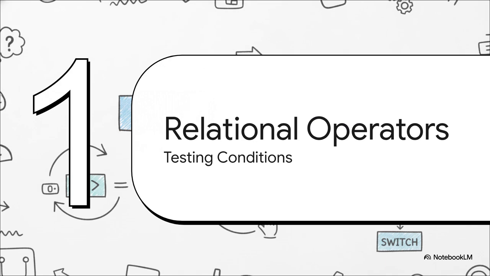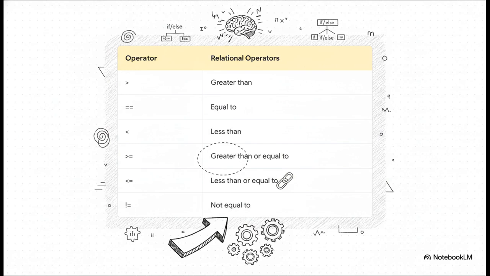Moving on to Section 2, Relational Operators and Testing Conditions. We know how to write an if block now, but how do we actually mathematically test those conditions? Well, we use our mathematical toolkit, relational operators. You'll definitely recognize the basics from algebra, but pay super close attention to operators that use two symbols, like greater than or equal to. In C++, there's no space between them, none. The compiler treats them as one continuous symbol.